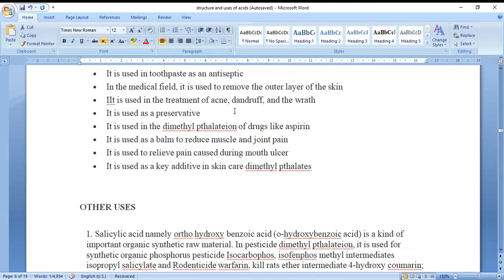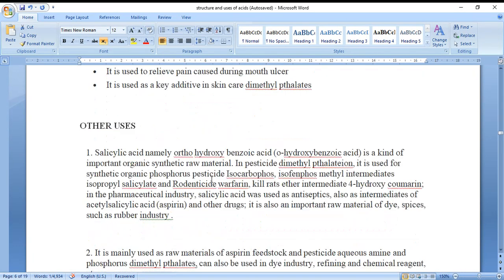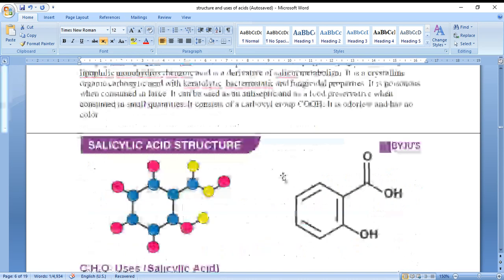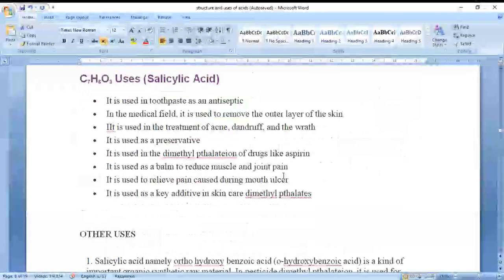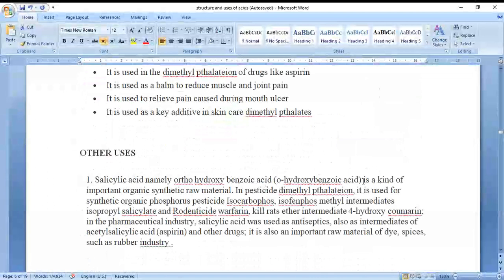That means it can be used as an antiseptic in the medical field to remove unwanted skin or the outer layer of the skin. What are the other uses? Salicylic acid is also called beta hydroxy acid, and also orthohydroxy benzoic acid, and it is one of the important synthetic raw materials. It is mainly used in other organic phosphorus pesticides like isocarbophos, isofenphos-methyl intermediates, isopropyl salicylates, and rodenticides, and warfarin, to kill rats.